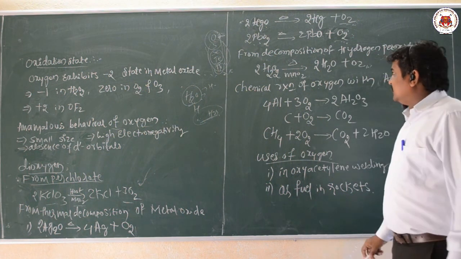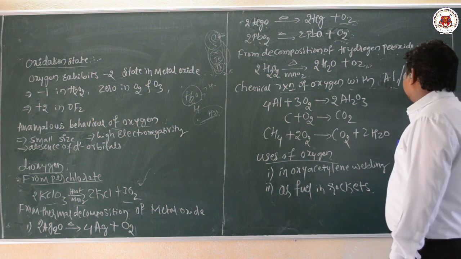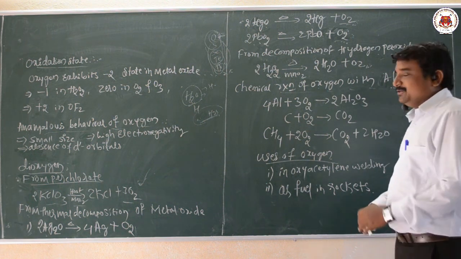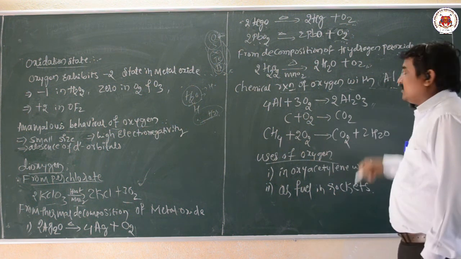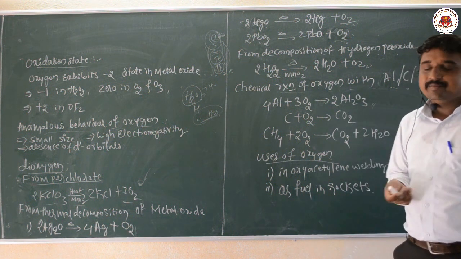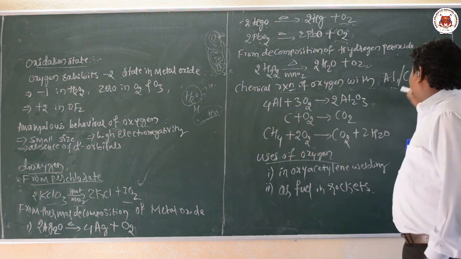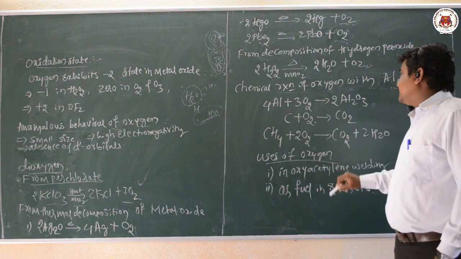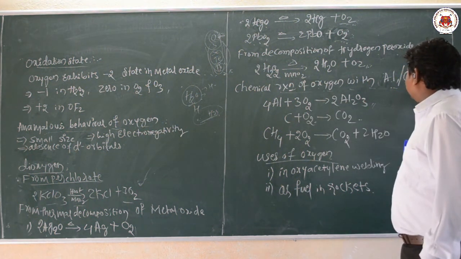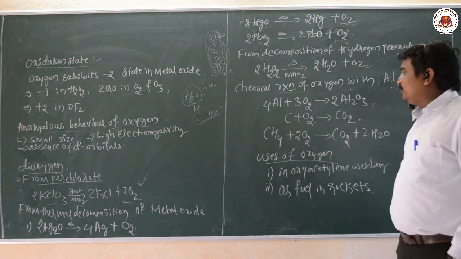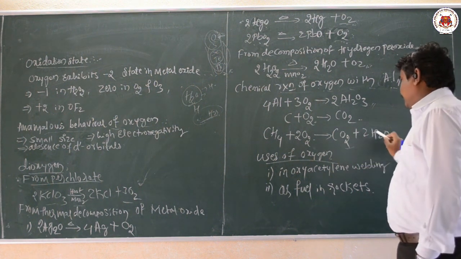And now some of the chemical reactions of oxygen with aluminum, carbon, CH4. When aluminum reacts with oxygen, there is a formation of aluminum oxide. When carbon reacts with dioxygen, there is a formation of carbon dioxide, C plus O2 gives CO2. And when methane reacts with oxygen, there is a formation of carbon dioxide and water molecule.